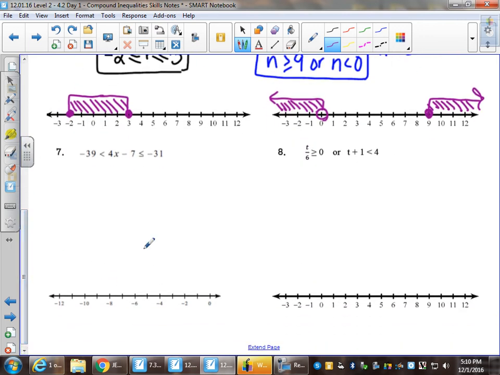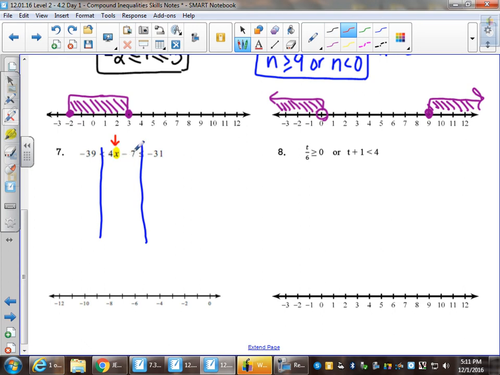Number 7. Let's take a look at number 7. Neatness is key on ones like number 7. We have two inequalities, so we are going to have two lines down the inequality signs. If you haven't been highlighting yet, this might be a good one to highlight, because as crazy as all of this looks, we're going to pay attention to the middle. This is what ultimately we're trying to get by itself. So our job is to get x by itself here.